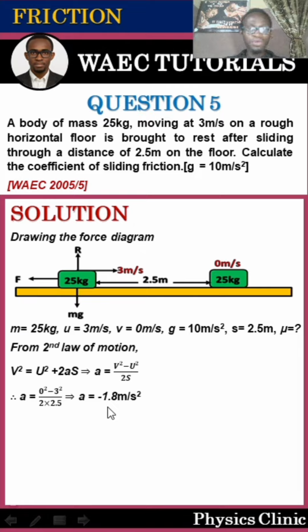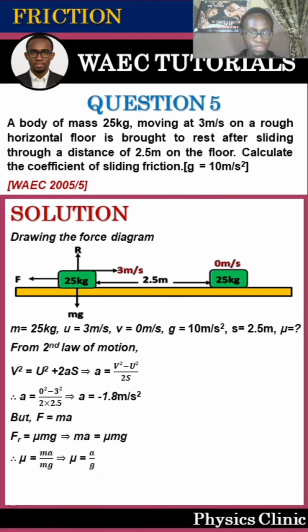So what we are now going to do is recall that force is equals to mass times acceleration. Also you should remember that friction is equals to mu R, and R is what? Mg for a horizontal body. So it means that our net force for the sliding, ma, is equals to mu mg.